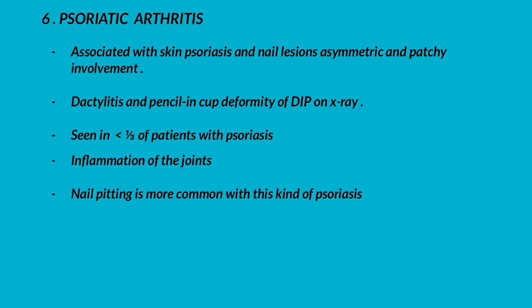Psoriatic arthritis is associated with skin psoriasis and nail lesions, with asymmetric and patchy involvement. Dactylitis and pencil-in-cup deformity of the IP joints on X-ray can be seen in less than one-third of patients with psoriasis. It involves inflammation of the joints. Nail pitting is more common with this kind of psoriasis.